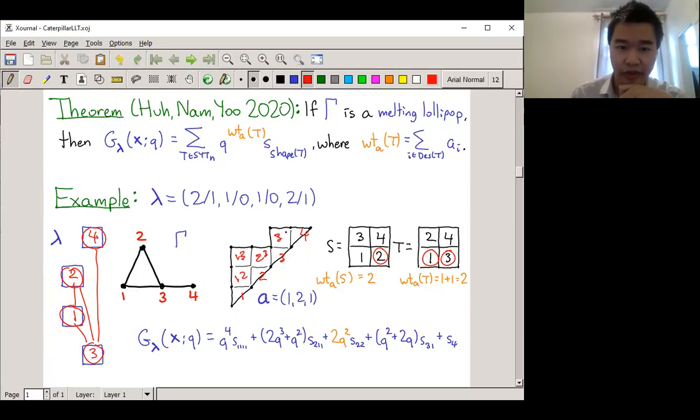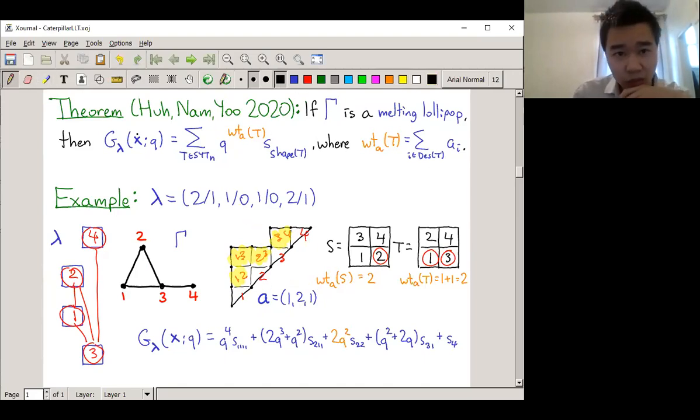So my graph has 4 edges: 1-2, 1-3, 2-3, and 3-4. And so I get a Dyck path that goes just above those boxes. This A here is the area sequence of the Dyck path. So in each row, I just read how many boxes are between the path and the diagonal. So I've got 1 box, and then 2 boxes, and then 1 box. So this is the area sequence.